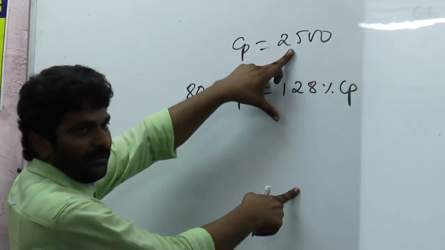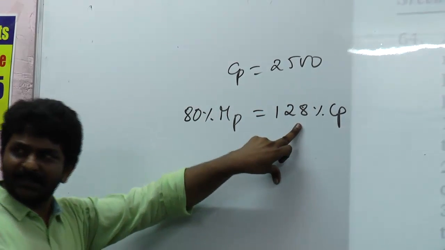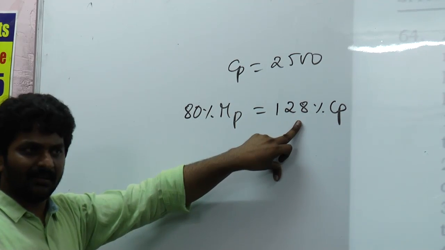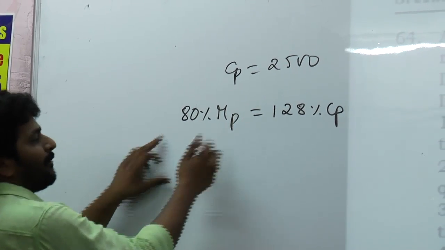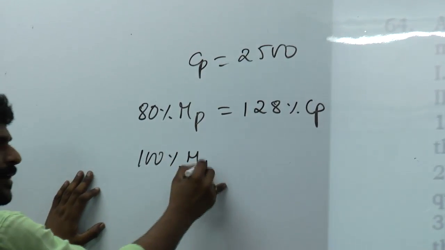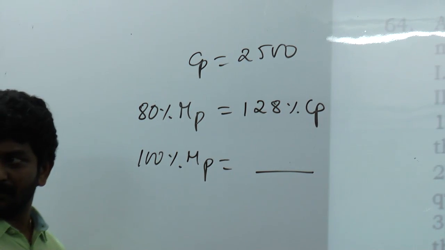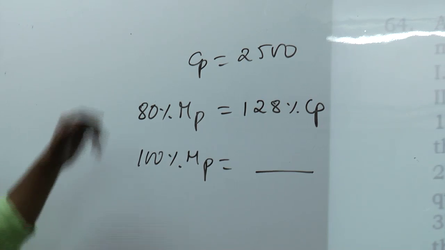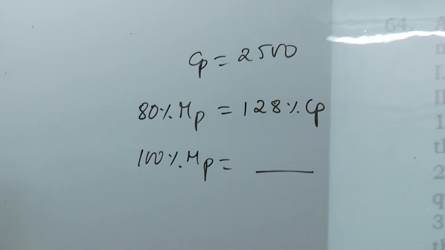You know the cost price value. From this, can't you calculate 128%? Yes or no? Don't need to convert it. Will you get the answer or not? Yes. If you know 80% of market price, can't you calculate 100% of market price? Will you get it or not? Yes. When will you get it? Both, 1 and 2 together. 1 and 2 together will give you the answer.